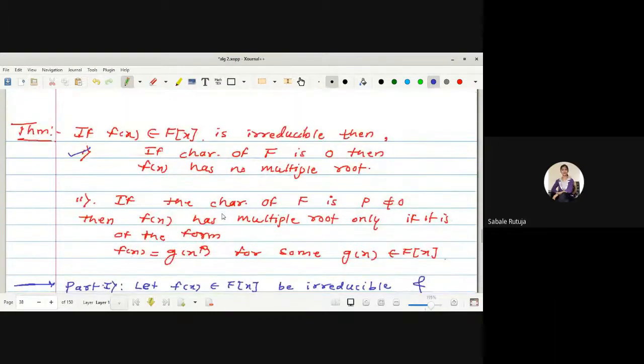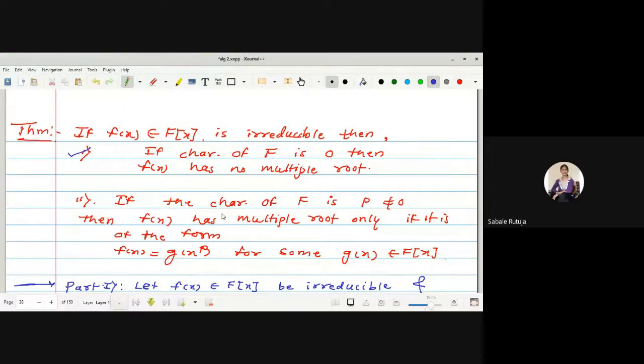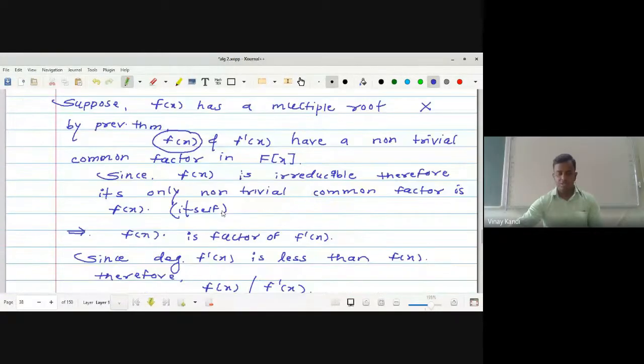If f of x belongs to capital F of x and is irreducible, and the characteristic of F is equal to 0, then f of x has no multiple root. And if f of x has a multiple root and the characteristic of F is p, then it implies f of x is in the form of x raised to p, that is, f of x is equal to g of x raised to p for some g of x belonging to capital F of x. Any doubt in this theorem? No, sir. Okay, so we will move towards the next theorem.